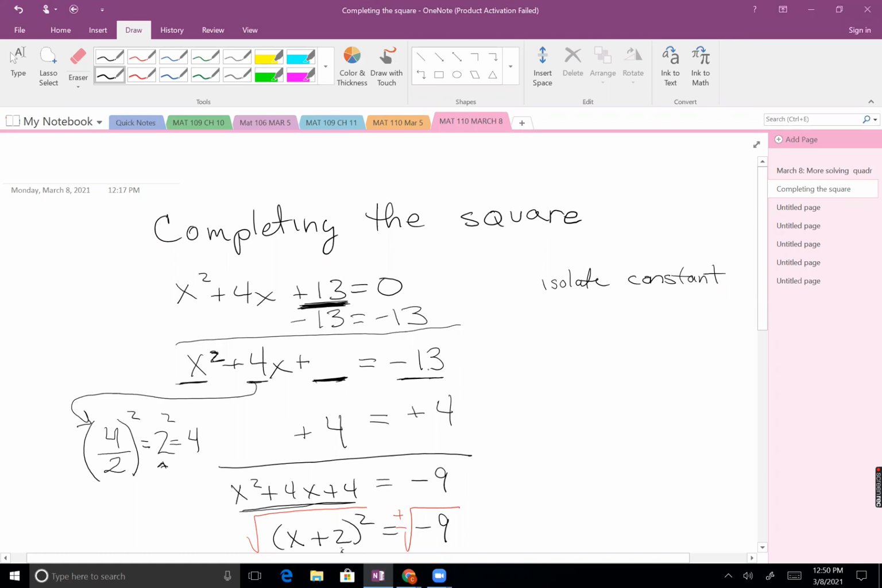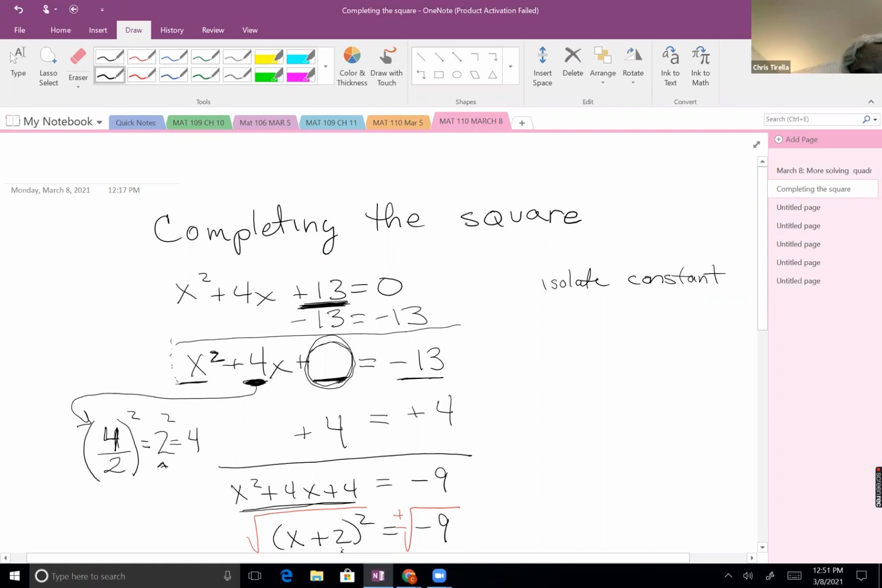Then remember, we had this hole here. We wanted to figure out what we had to put in there to get a perfect square trinomial. Well, in order to find that out, we looked at the x coefficient. And again, this only works if that leading coefficient is 1. Since this is 1x squared, we're going to look at this 4.